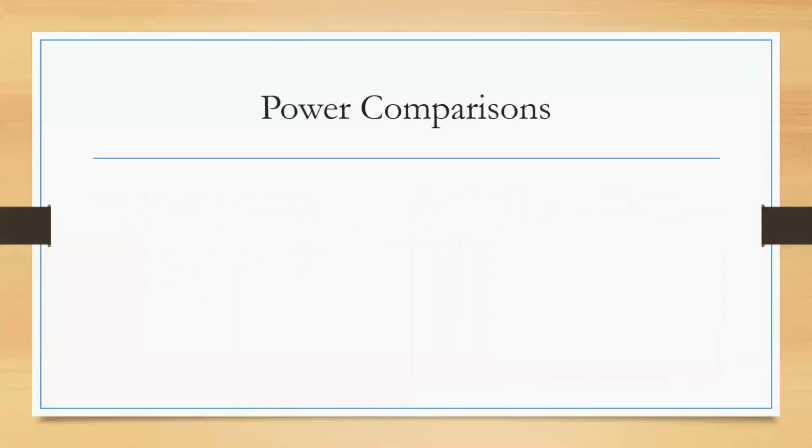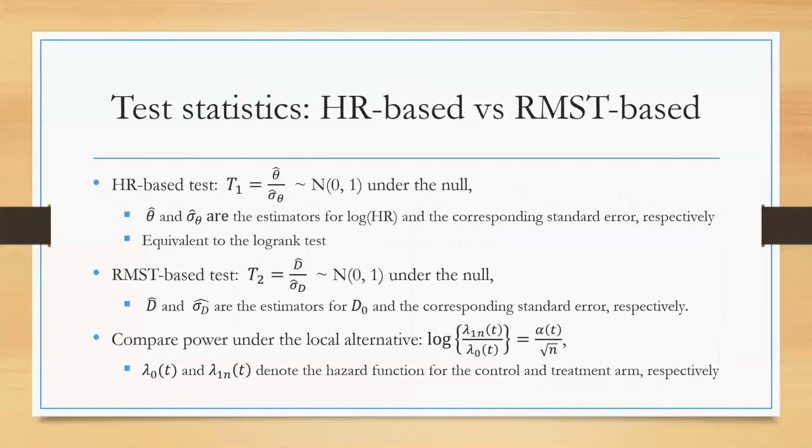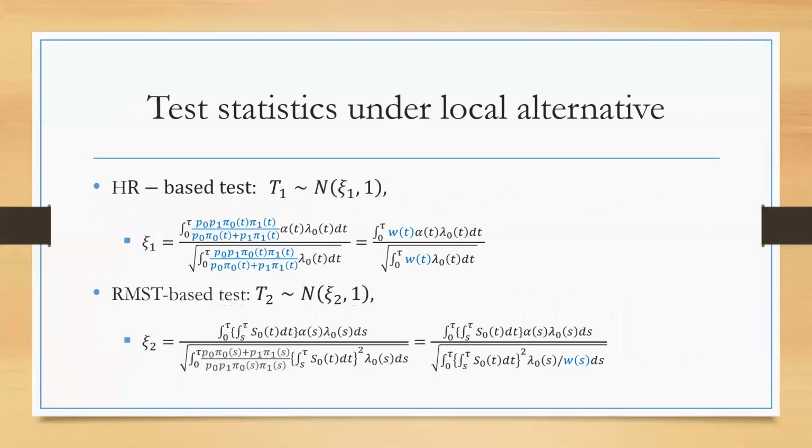As I said, people might be concerned about power, right? So I design a study using RMST, and you design a study using the log rank test. We don't want the study based on RMST to suffer too much in terms of power. Okay, so let's take a close look. Let's skip this one. It's a theoretical result, basically talking about asymptotic relative efficiency.